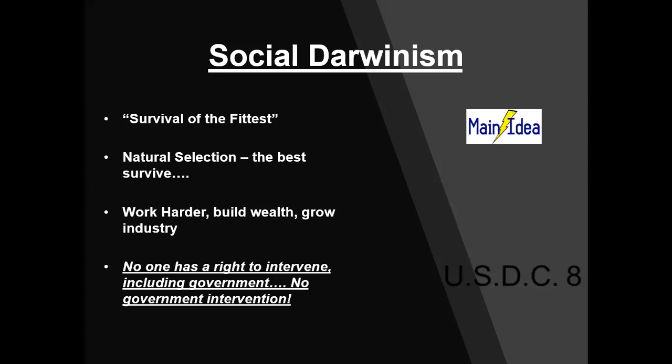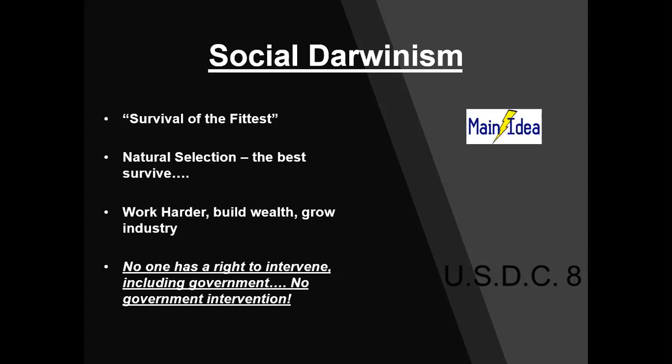Okay, social Darwinism. What is social Darwinism? Basically, it's like Darwinism in nature. It's survival of the fittest, but this is in business and in life for human beings. Basically, the best businesses will survive, and those that won't do well will die off. Those who work harder, those who build wealth, those who grow industry, will be better off, whereas those who do not work hard, do not build wealth, do not live properly, will not thrive.